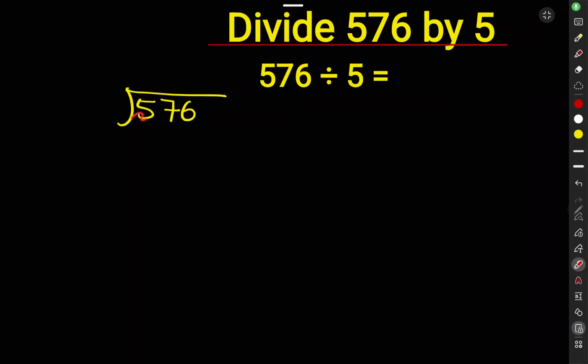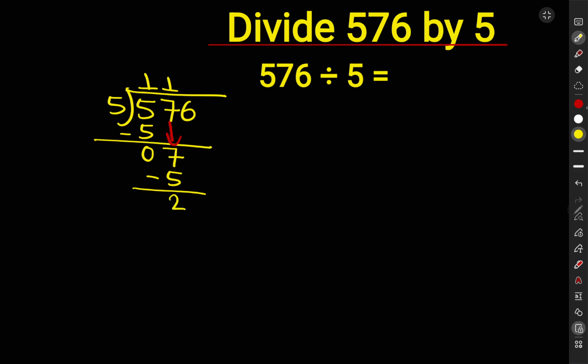We divide 576 by 5 in a long division method. 5 times 1 is 5. On subtracting we get 0. So now we put down this 7 and 5 times 1 is 5. On subtracting we get 2.